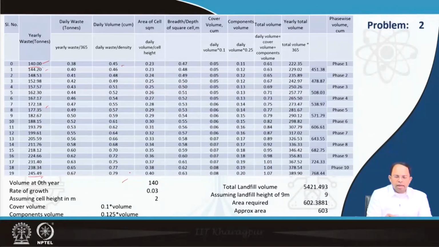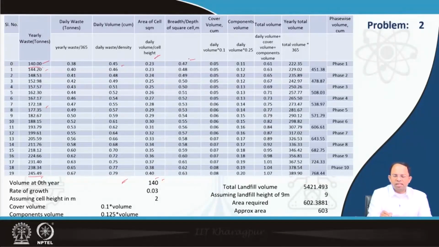So obviously the total volume that is required to cover for this waste is also different in different years, right? If the total volume is different, then the area for each cell that is required would also be different. So that is what is given here. The breadth, depth, and the length for each square cell would also be different. The size of the cell.